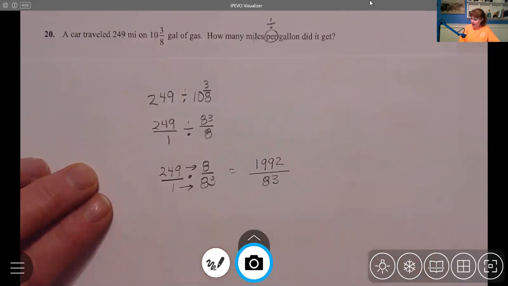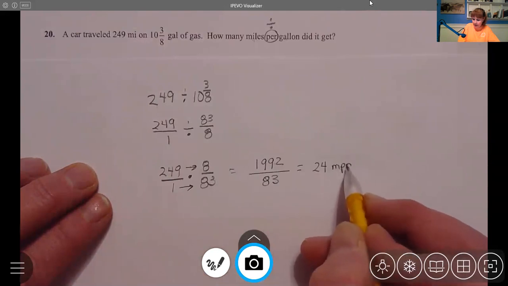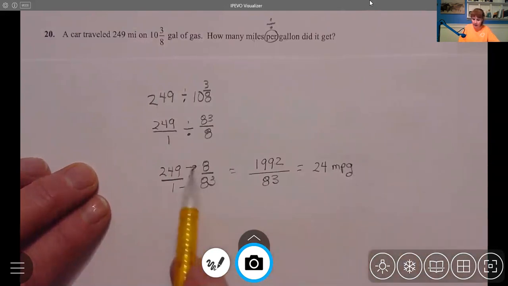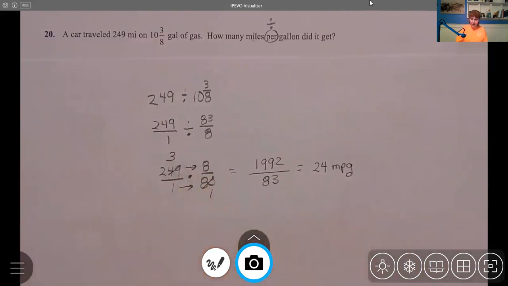83. And then we'll just divide that. Oh, it can reduce. I just divided this by this on my calculator. You get 24 miles per gallon. So this would have reduced. 249 divided by 83 is 3. Either way, with the calculator, that's possible. So, my math lab, they use such yucky numbers, but oh well.